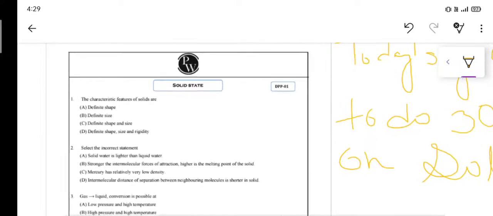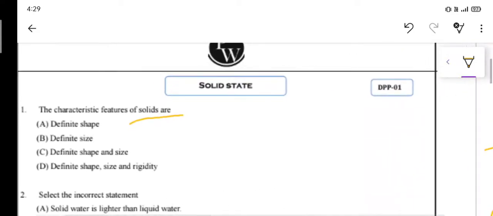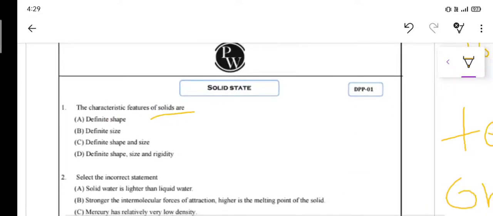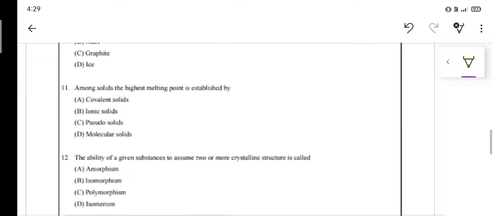So let's start. The characteristic features of solids are definite shape, definite volume. Let's check. So question one, answer D.